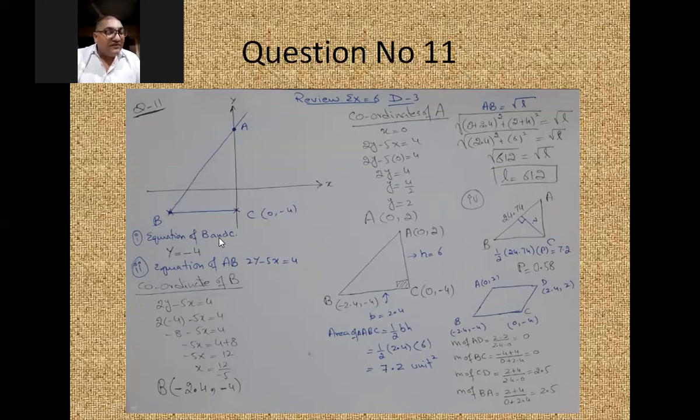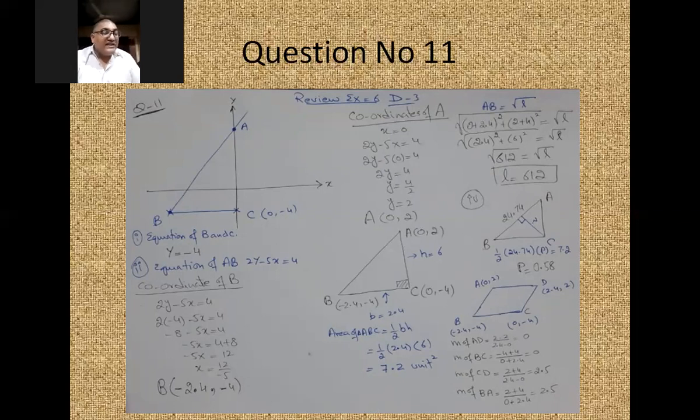The first question is to write down the equation of the line passing through the BC. So BC line is basically a horizontal line. And we have already learned in our previous lessons that any horizontal line has the equation y equals a constant. Here every point on that line will have y equals minus 4. So the equation of the horizontal line will be y equals minus 4.